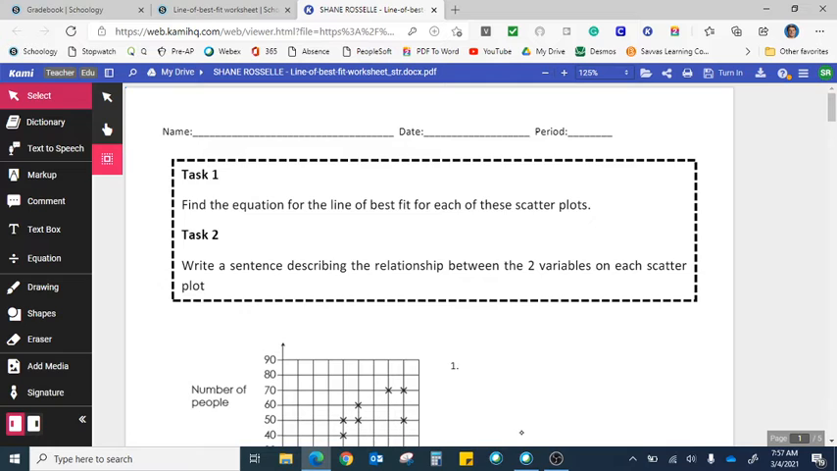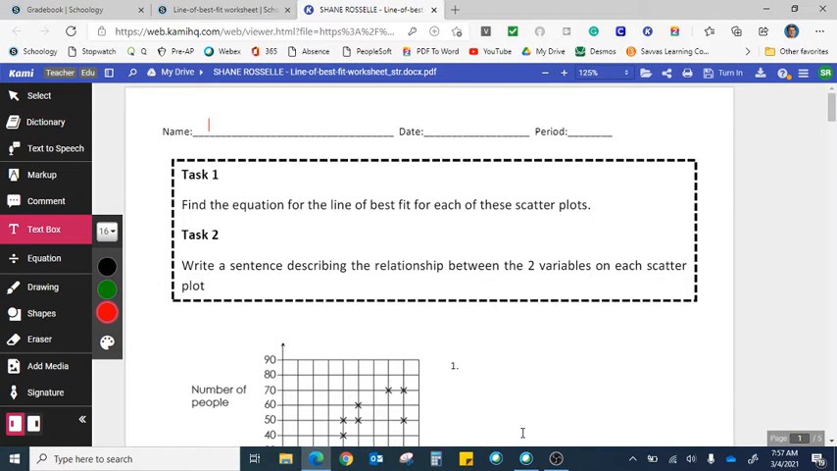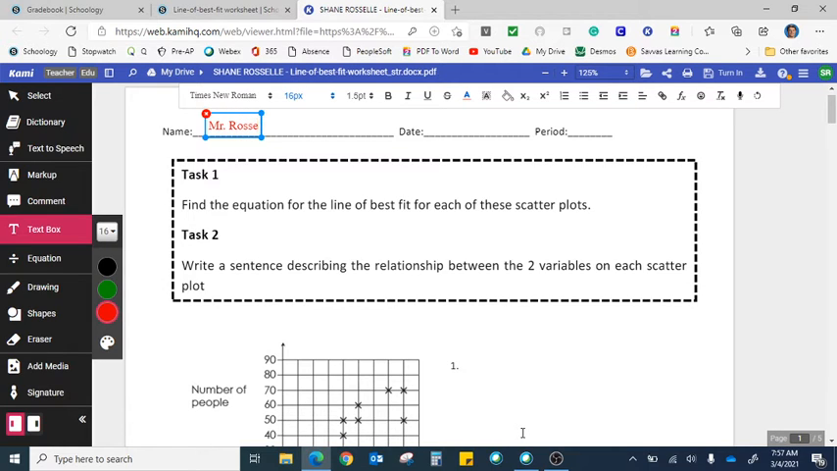So I'm going to go in and write my name, date, and period.